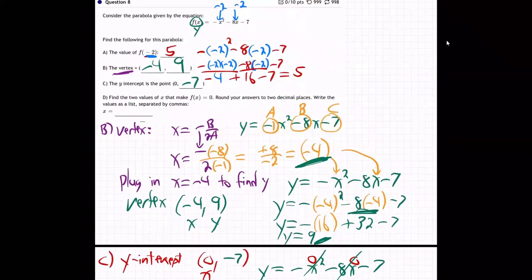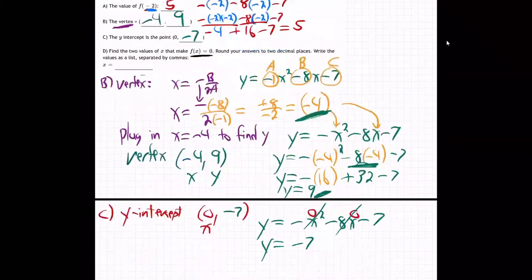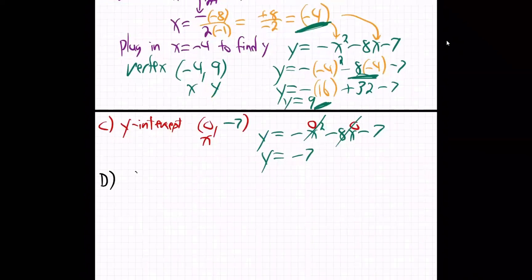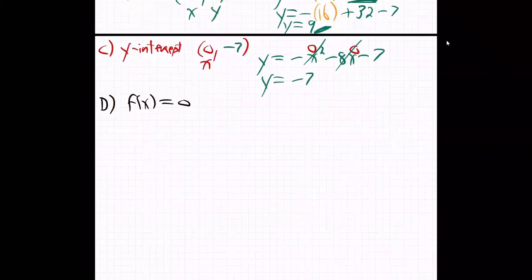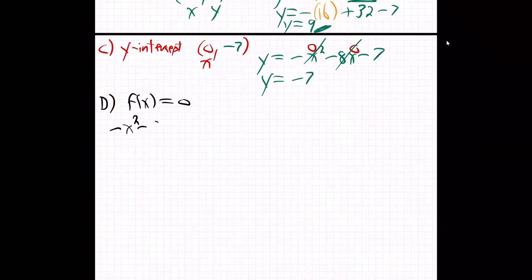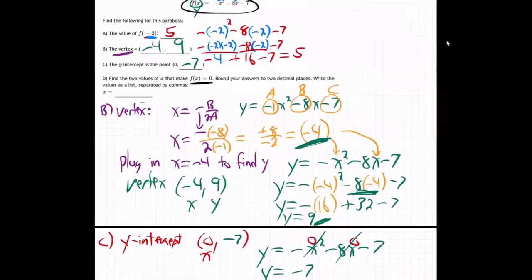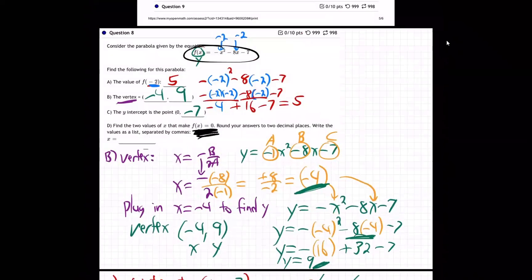Part D, f of x equals 0. So I'm going to take the equation, f of x equals 0. So what is f of x? Well, f of x is right up here. F of x is minus x squared minus 8x minus 7. So minus x squared minus 8x minus 7 equals 0. See what I did there? They just told me f of x equals 0. So I grabbed f of x right there equals 0.